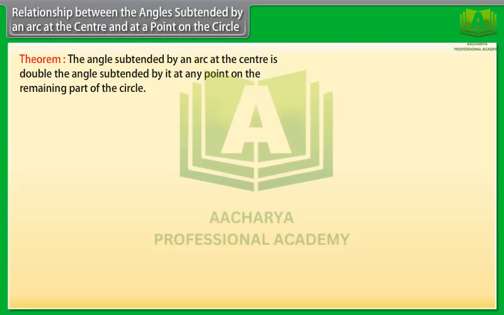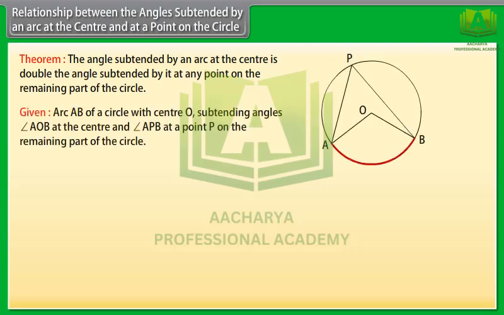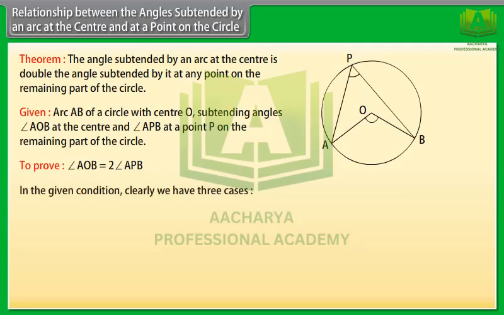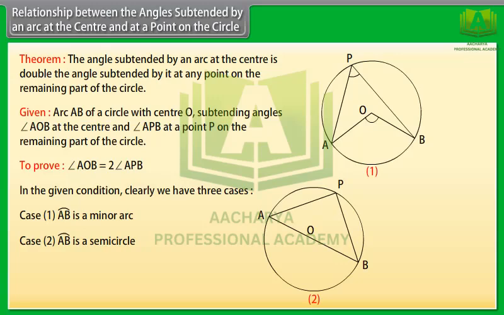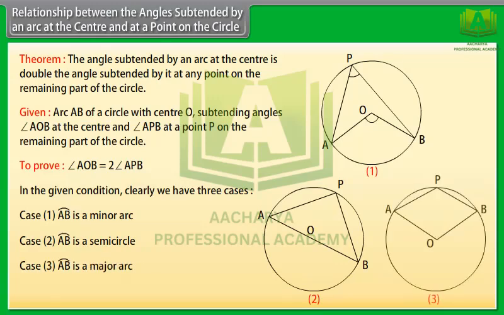Let's prove it. Given arc AB of a circle with center O, subtending angle AOB at the center and angle APB at a point P on the remaining part of the circle. To prove: angle AOB is equal to 2 angle APB. In the given condition, clearly we have three cases. Case 1, AB is a minor arc. Case 2, AB is a semicircle. Case 3, AB is a major arc.